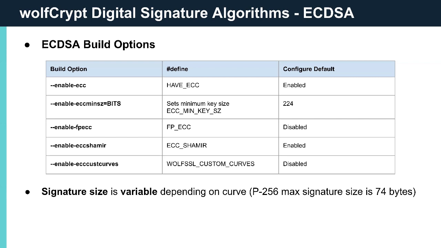For ECDSA, here we've got 5 enable options for you. Enable ECC, enable ECC min size, which sets the minimum ECC key size that can be used. Enable FPECC, which enables a fixed point cache. ECC Shamir is an optimization inside of ECC, and enable ECC cust curves enables support for custom ECC curves to be used with the library. The signature size for ECDSA is variable. It's going to depend on the curve that you're using. For example, for the P256 curve, the max signature size is 74 bytes.